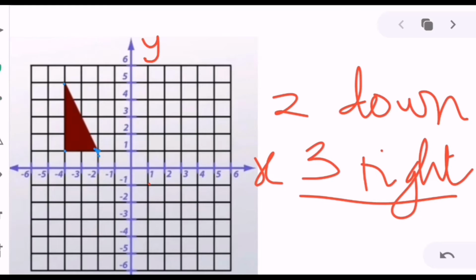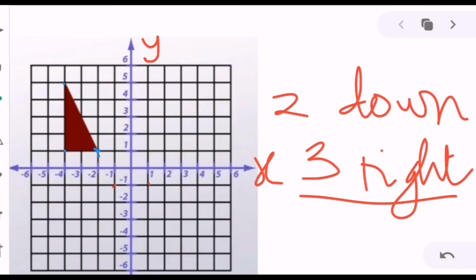Let's take the second one. This point, 2 down, 1, 2. 3 to the right, 1, 2, 3. Got it? Great. So our new point will be at this place here. Great.